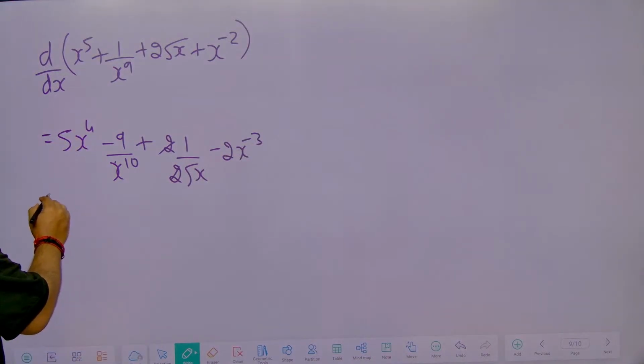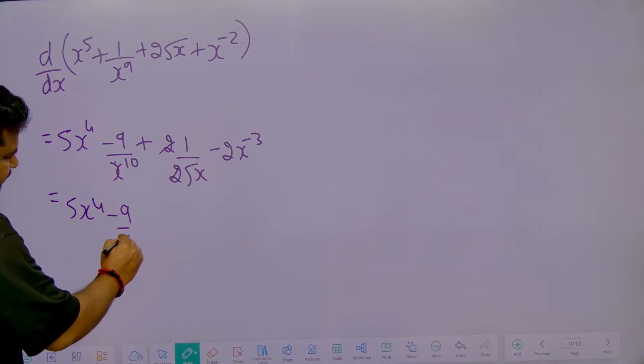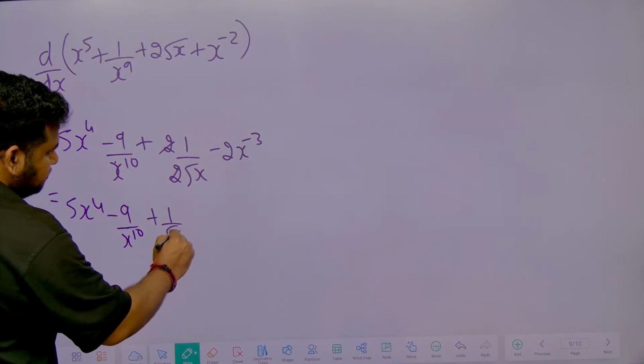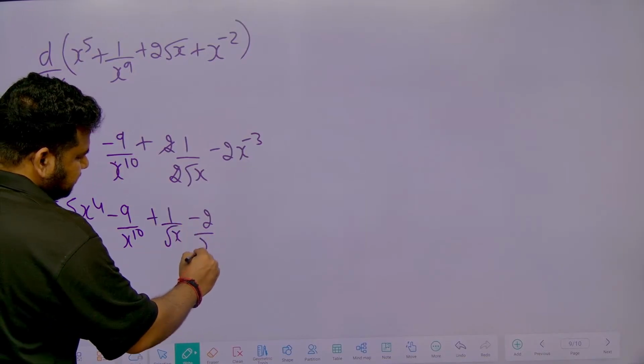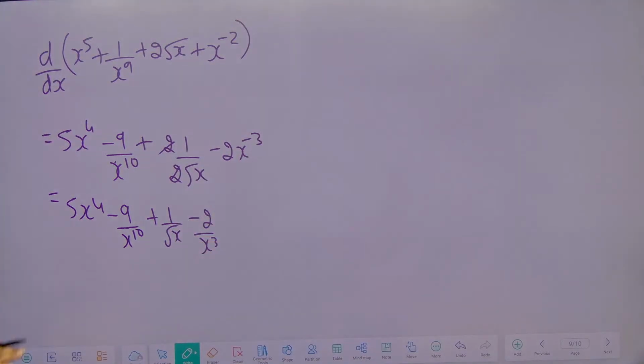Okay, next step what I can do? 5 into x to the power of 4 minus 9 by x to the power of 10. 2 is cancelled. I will get it as what? 1 by root x minus 2 by x to the power of 3. If I bring 3 down, I will get this. That's all, you have to keep it. Don't do further calculation.